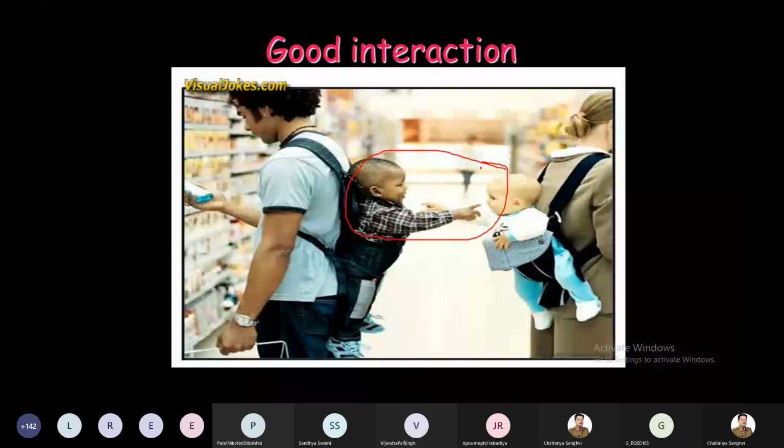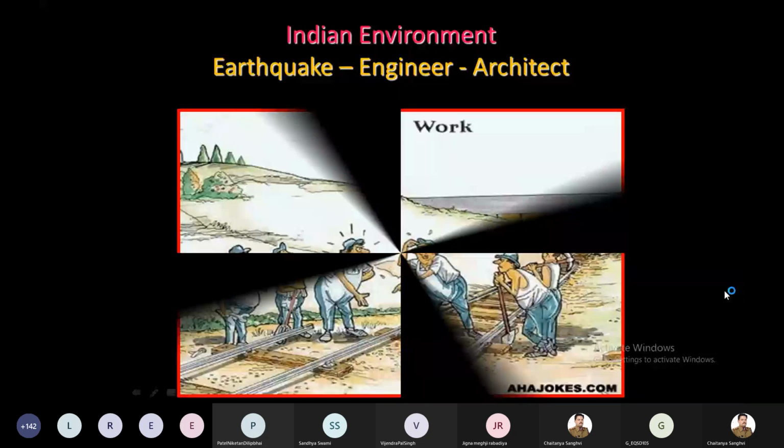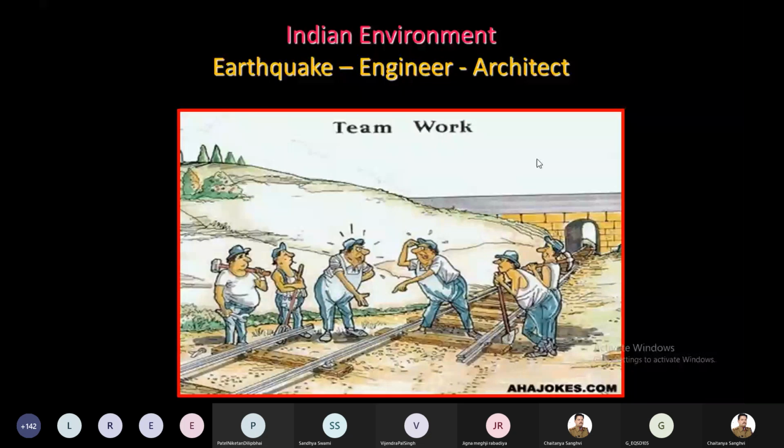And what is the situation right now in India? In India, architects and engineers are working separately, and because of this lack of teamwork, we are going to have such a result, right? So this should not happen. I think in future we have to take care. Engineers and architects have to work together for earthquake safety.